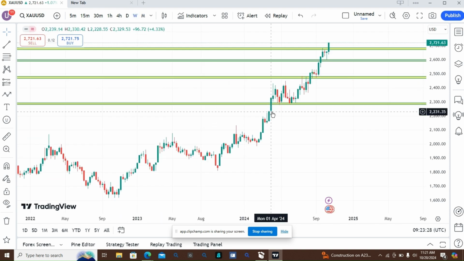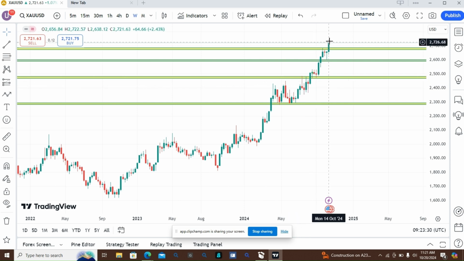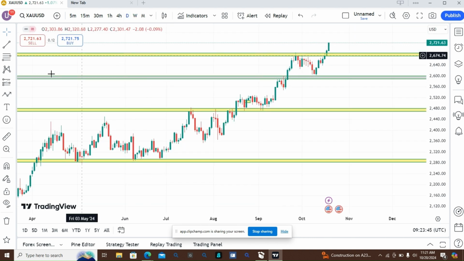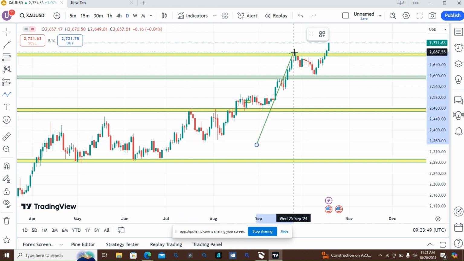In the weekly time frame, gold is very bullish, breaking and closing above this weekly resistance. Okay, so our interest is to allow price to come back to this zone before we buy. So let's go to the daily time frame and see how we can take advantage. The daily time frame is still very, very bullish. You can see it's creating higher high and higher low, and the market has created another higher high.